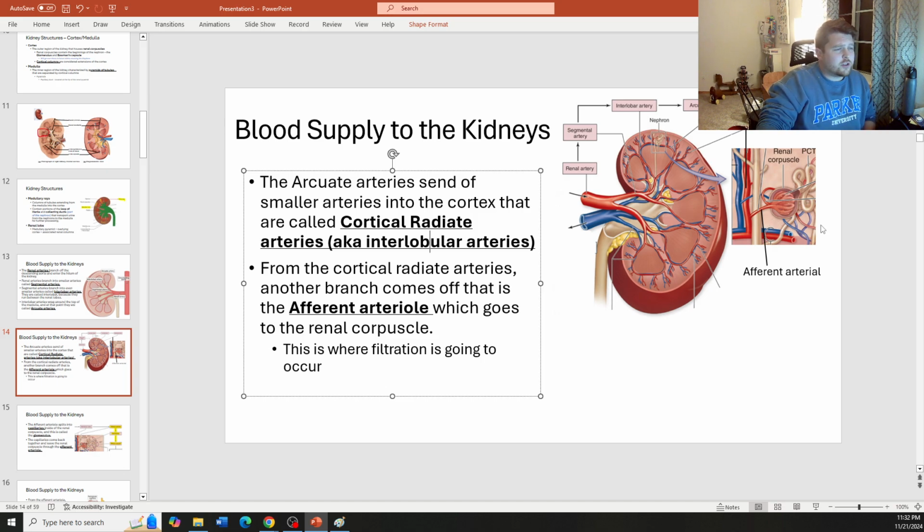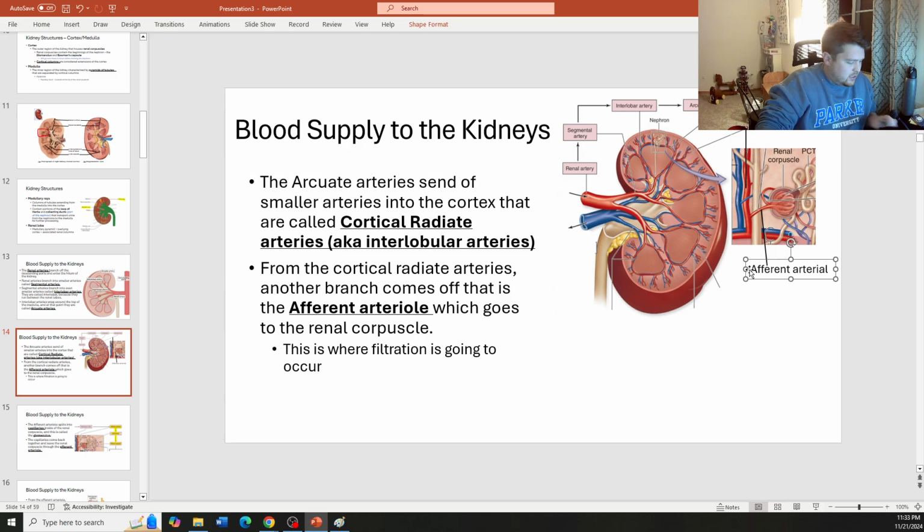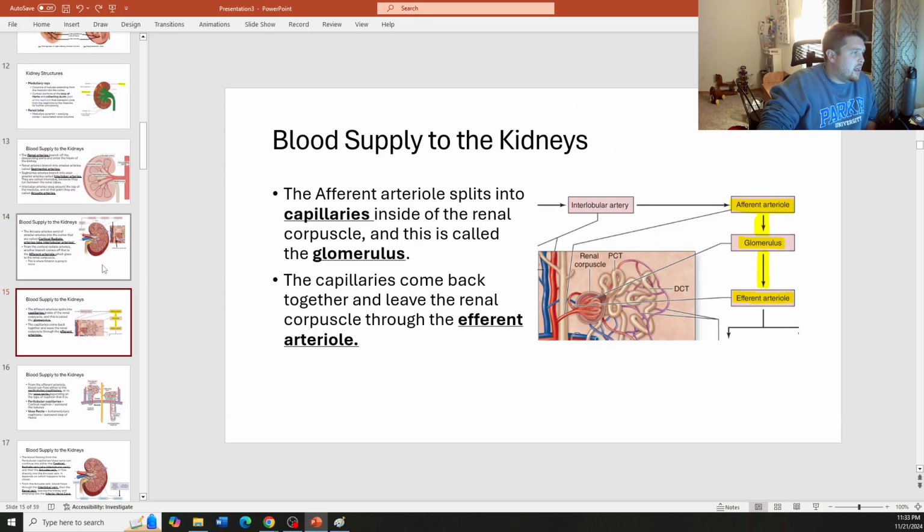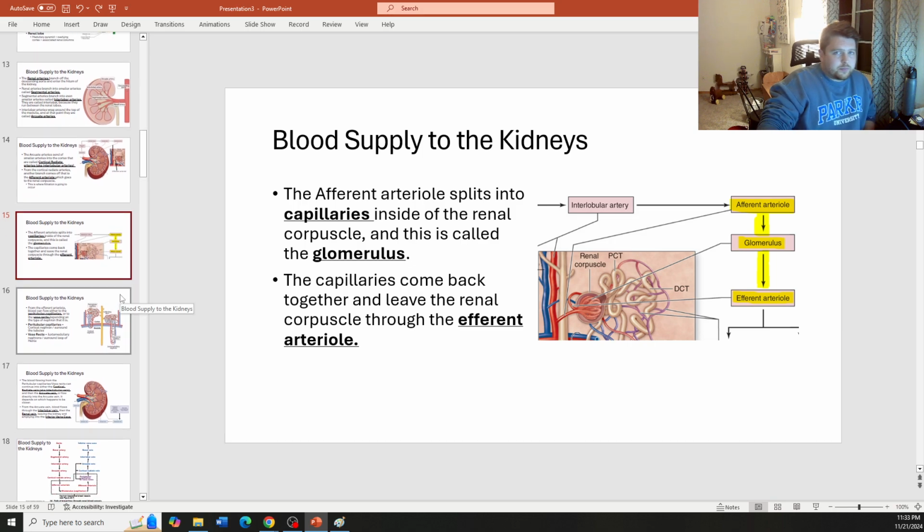We're not going to talk about filtration just yet, but that's where it's going to happen. Remember, afferent, the A means to or towards, so it's going towards the renal corpuscle. That afferent arteriole, after arterioles we get capillaries, so the arteriole splits into a web of capillaries inside of that renal corpuscle, and this web, though sometimes they'll call it a tuft of capillaries, is called the glomerulus. Okay?